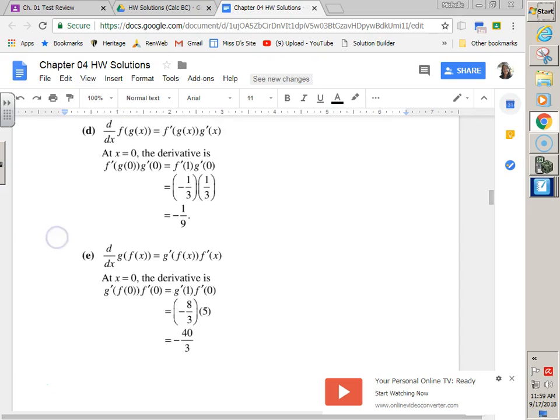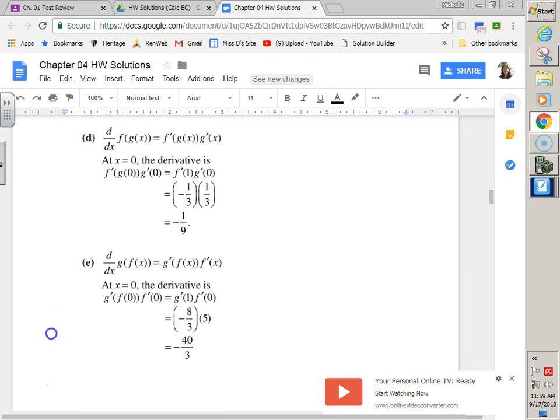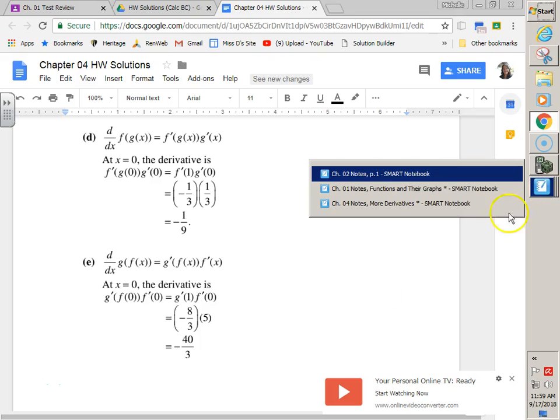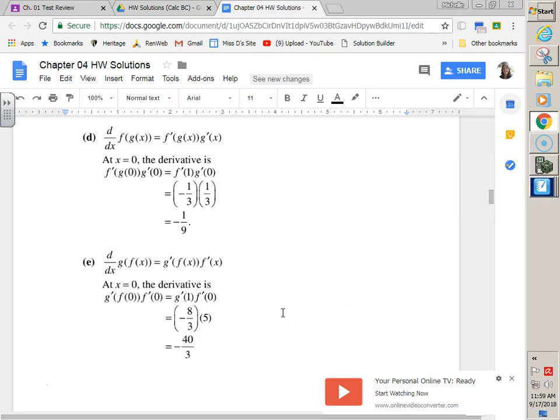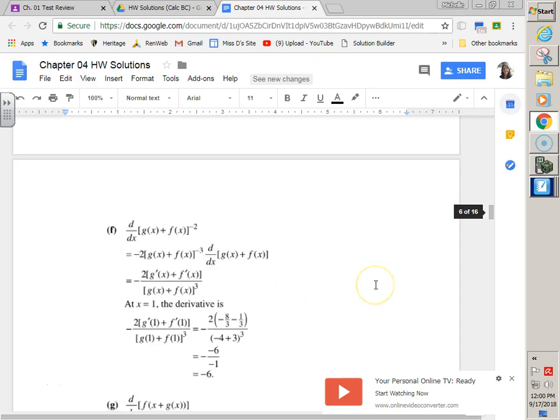D is negative 1/9. E is negative 40/3. That one's okay, the random one. D is negative 1/9. What did you guys do wrong? And for E too? Yeah. Oh my gosh, twinsies. Wait, Riley. Are you guys using graphs? No, we're literally just taking derivatives? I did g prime of f of 0 times f of 0. So that's 1/3 times 5. But you don't need an f prime. Sorry, let me keep going.